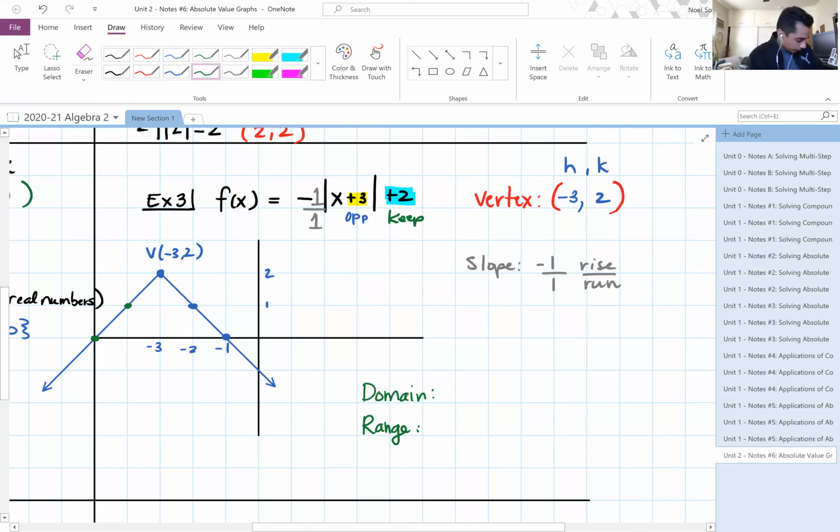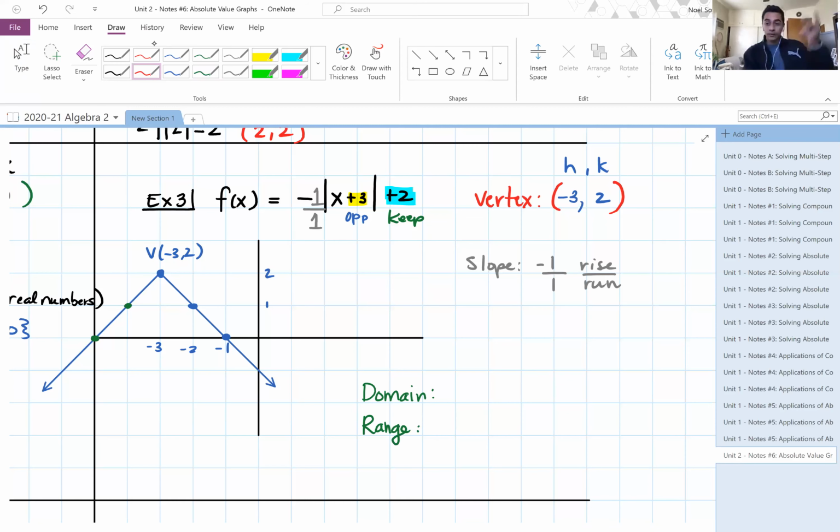Domain and range. All right, let's do it. Okay. Domain, easy one. What is it? It's all real numbers, right? Negative infinity to positive infinity, okay?